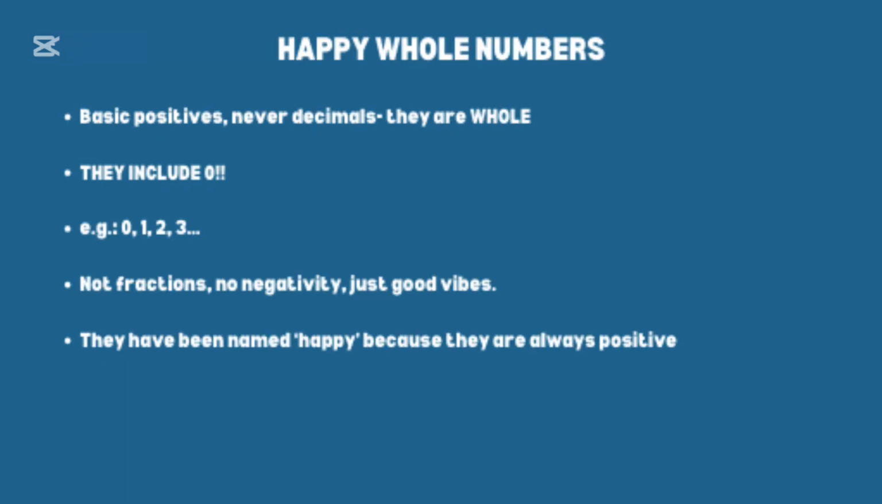Okay, so the happy whole numbers are your basic positives. They're never decimals, they're whole, and they include 0. So examples of these would be 0, 1, 2, 3, 4, 5, 6, whatever, or 27, a million, a billion, whatever. They just have to be whole. So this means no fractions, no negative numbers, just good vibes here. They've been named happy because they're always positive.